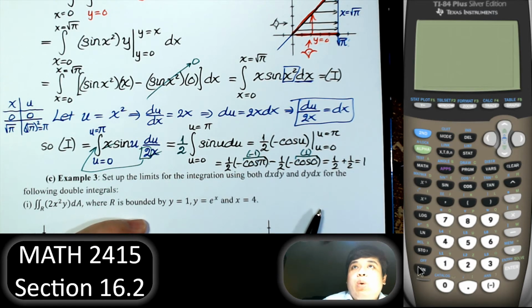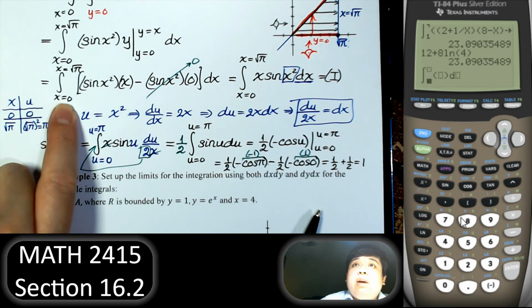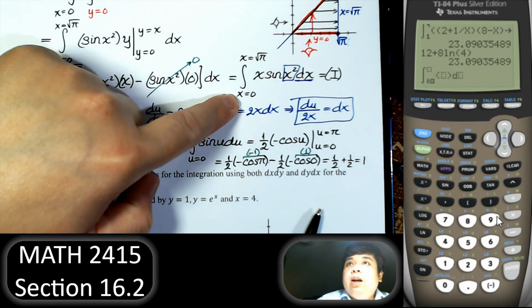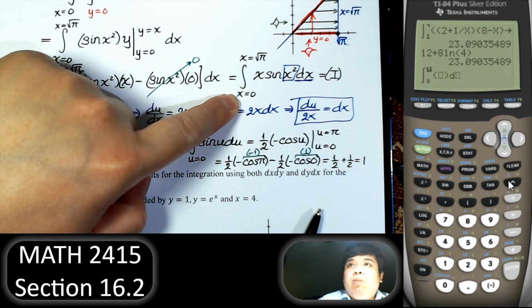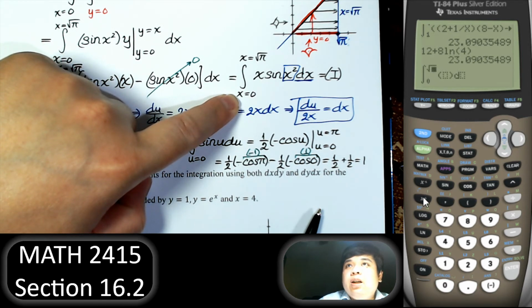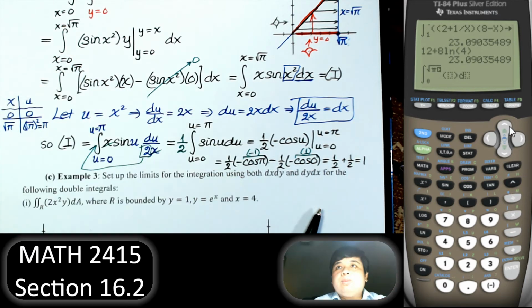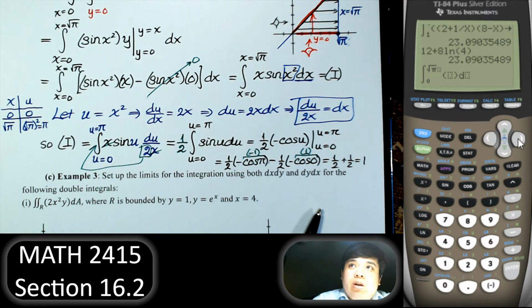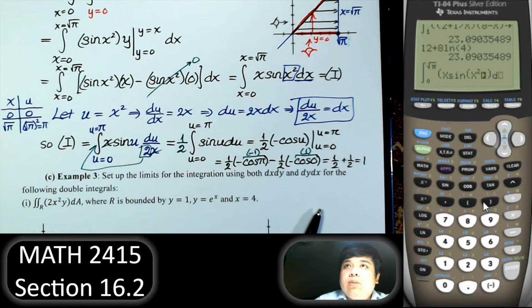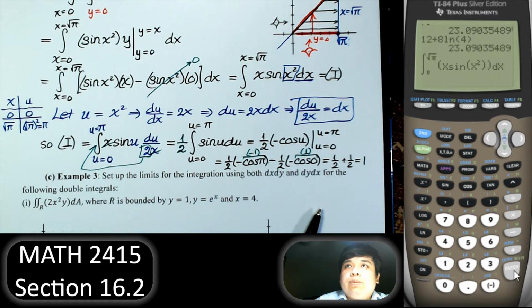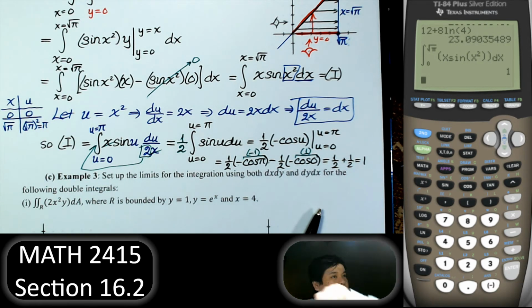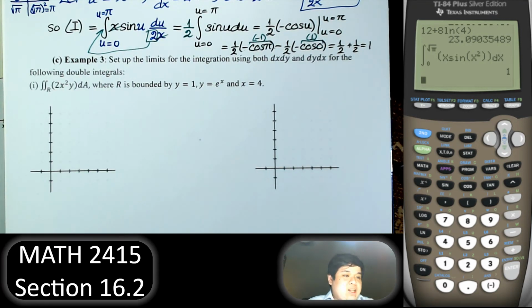Alright, let's check real quick. I'm going to enter from this step, from 0 to square root of pi, the integral of x times sine x squared dx. Yeah, we're good. Alright, next example.